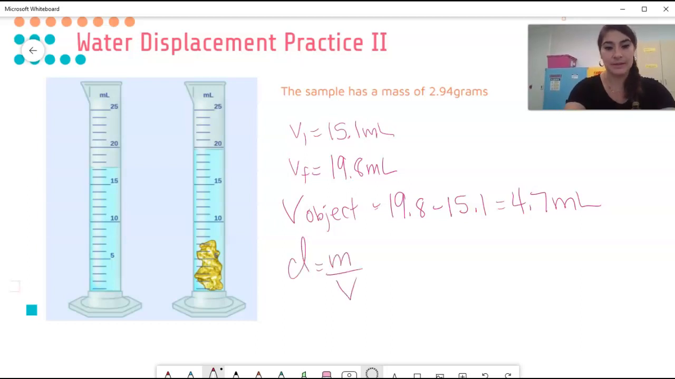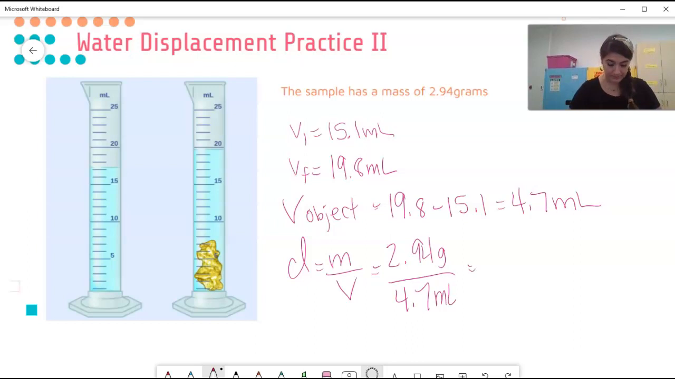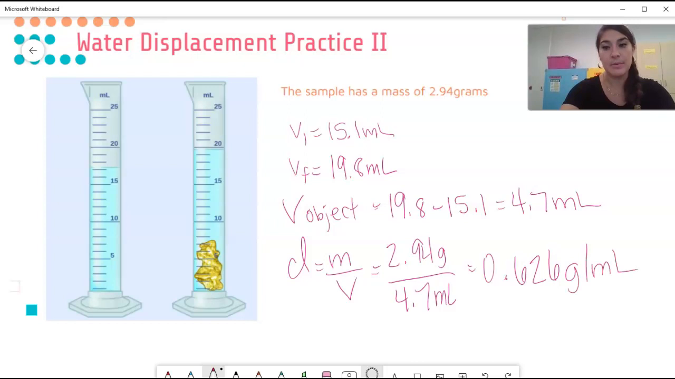So the density is mass over volume. So 2.94 grams divided by 4.7 milliliters. We're going to plug that in. And we get 0.626. And again, if your answer wasn't exactly the same, that's most likely going to be based on, did you have different readings of the meniscus on the graduated cylinder, things like that. No big deal if that's the case.